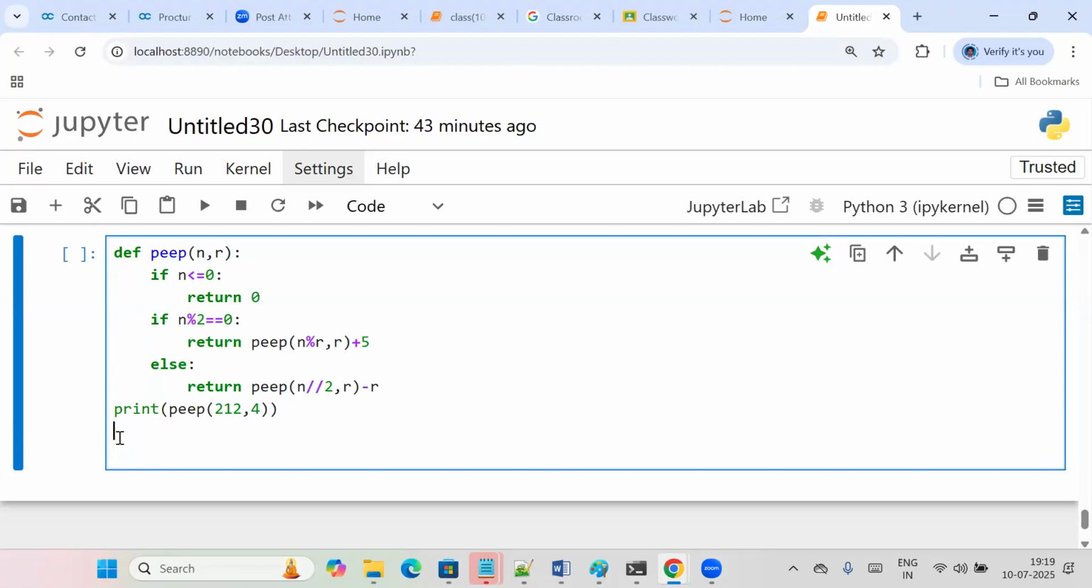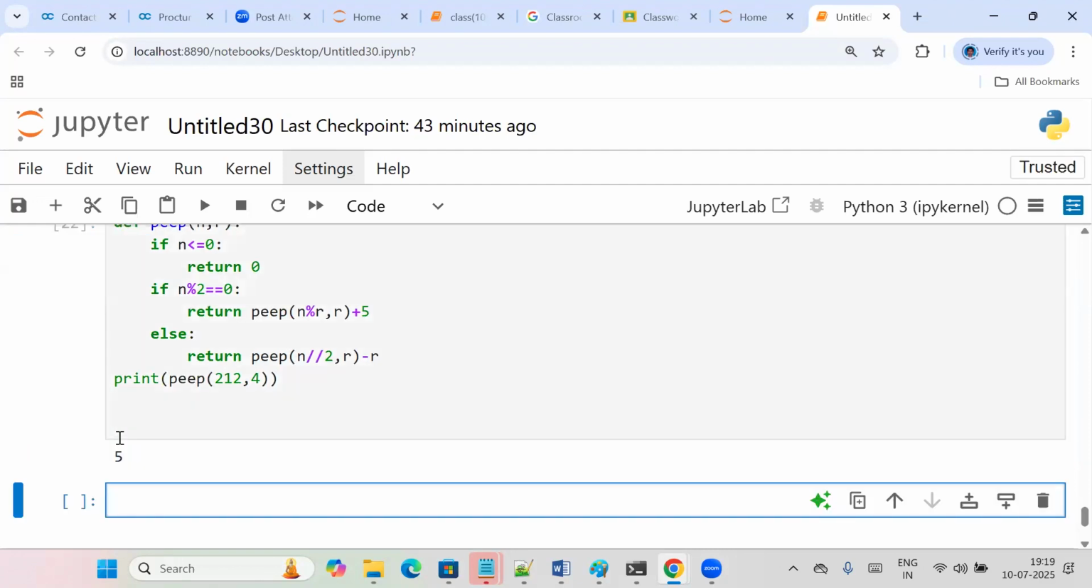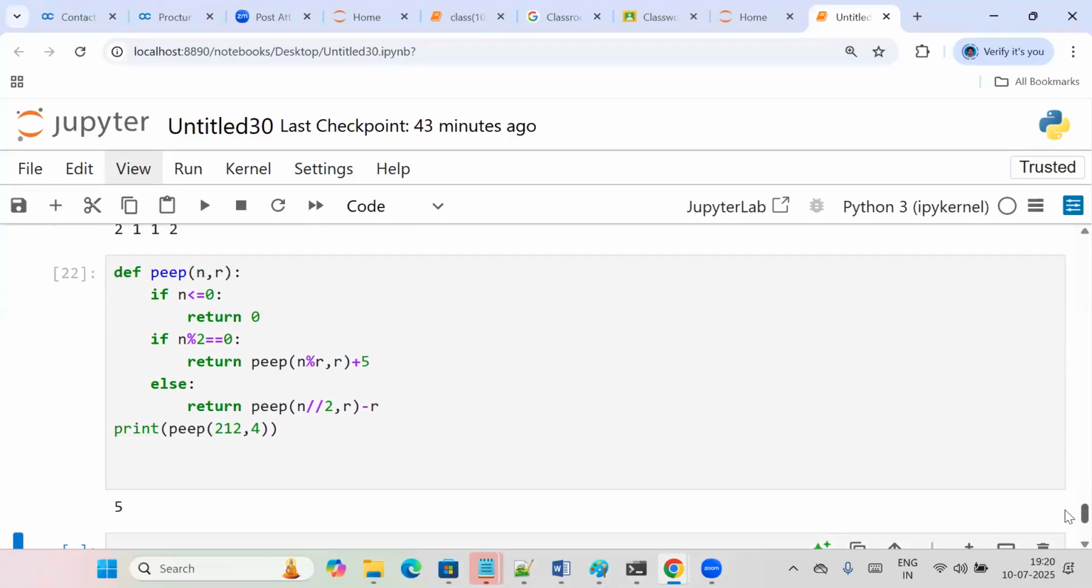What's the answer? 4. Answer is 5, guys. Answer is 5. Correct answer is 5. Did you not trace it?